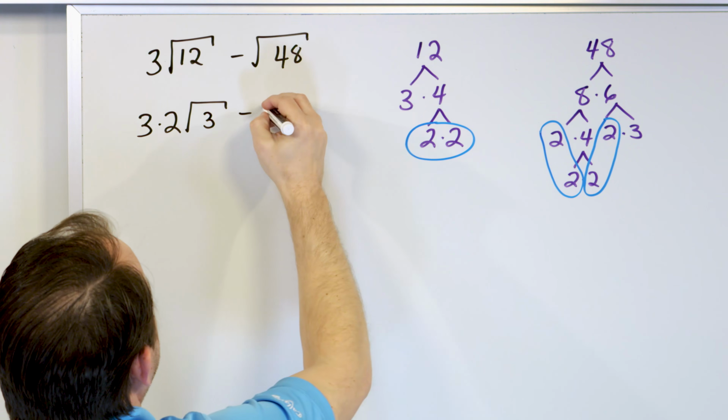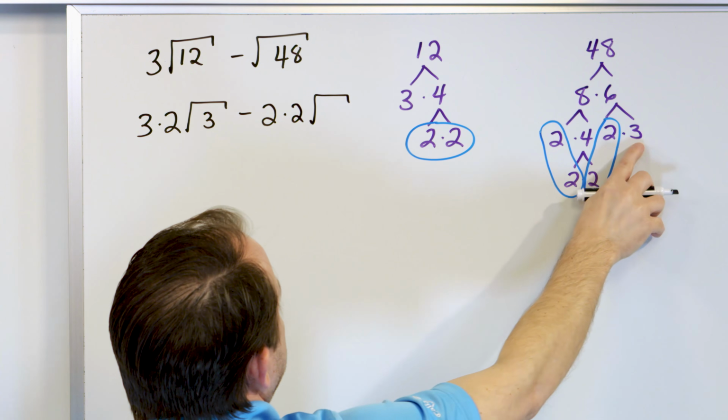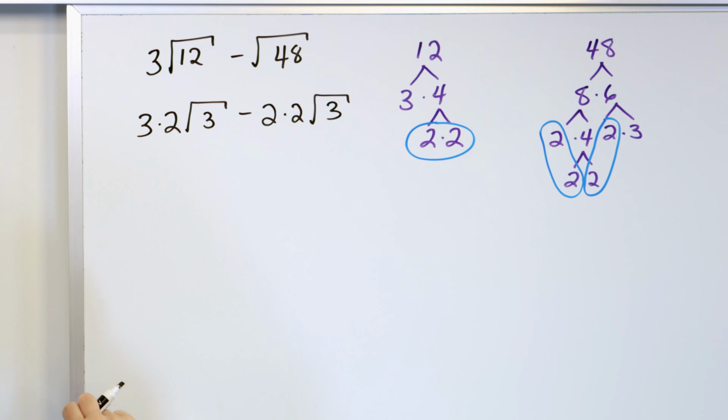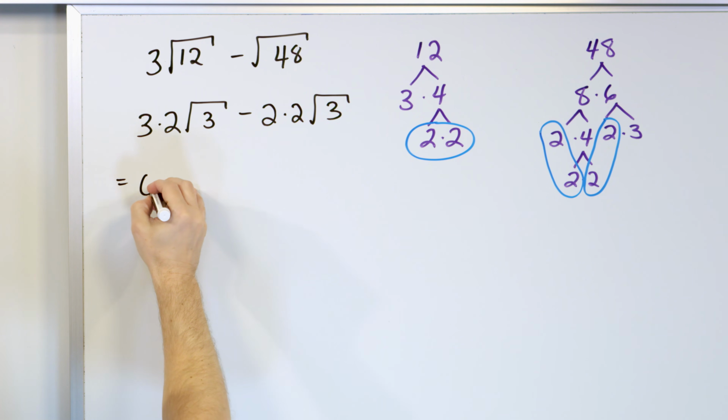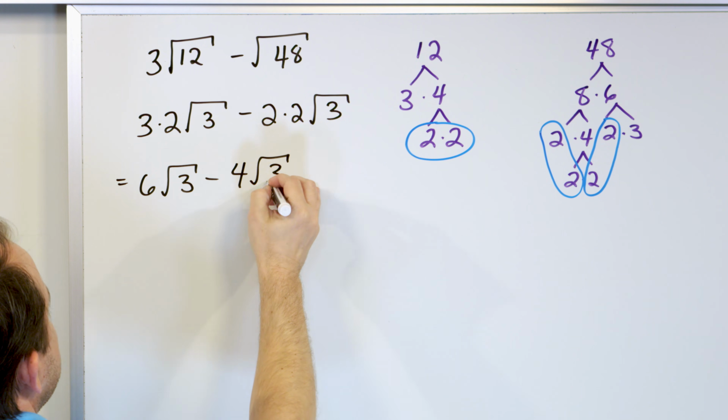We have a single 2 that comes out, but then we have another 2 that comes out, and the square root that's left behind is what is left over, which is a 3. So each of these counts one time, multiplied. Here then we have 6 times the square root of 3 minus 4 times the square root of 3. Now look at what you have.